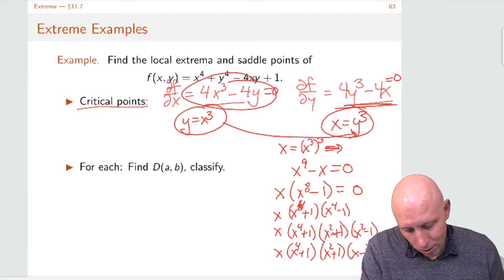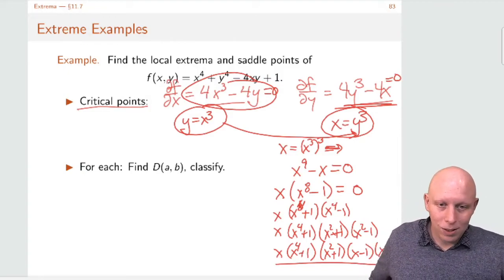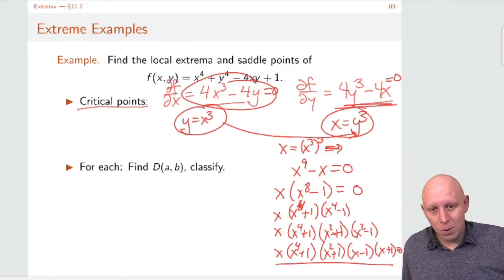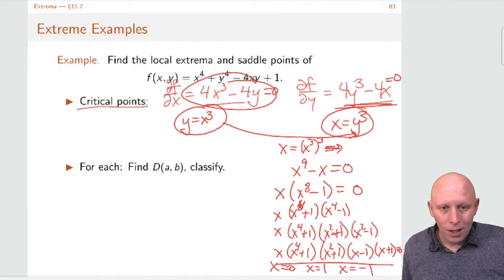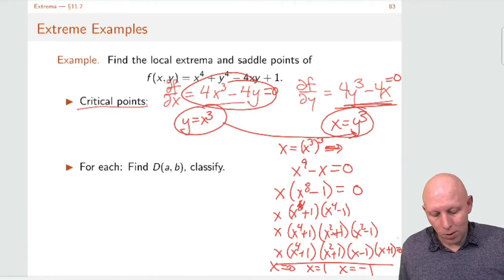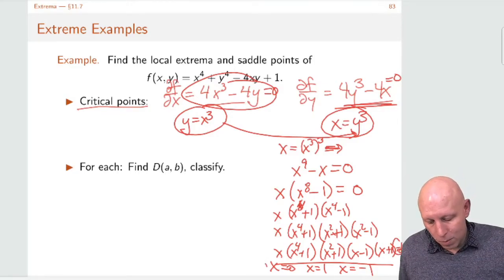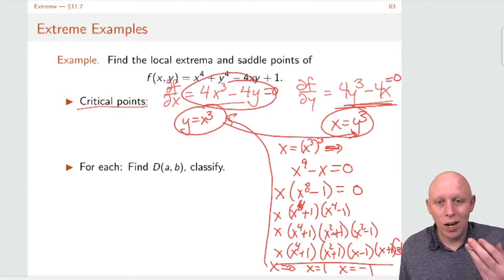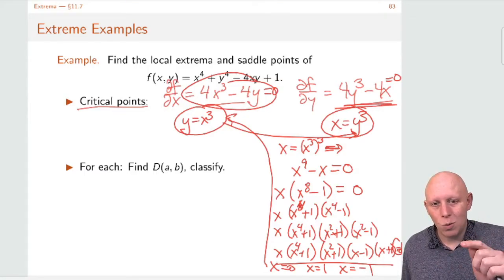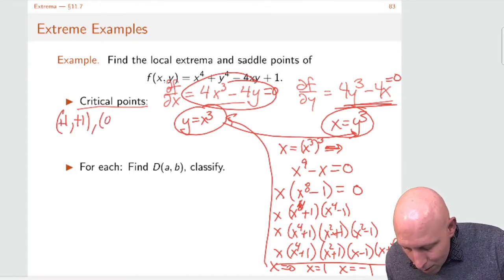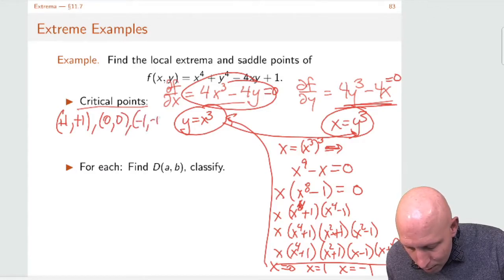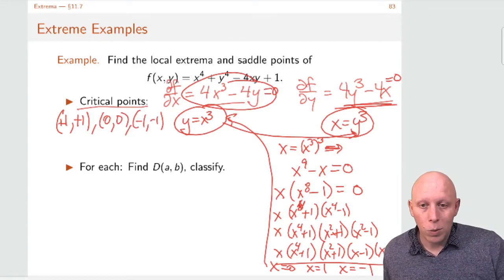And so in order for this whole product to be 0, I kind of got in the way here. For this whole product to be 0, we either have to have x equal to 0, or x equal to 1, or x equal to negative 1. Those are the only options that give us 0 in this product. And plugging those back in here means we have to keep track of x equals 0, x equals 1, x equals negative 1. That gives us points (1, 1), (0, 0), and (-1, -1). Those are our 3 critical points. Great.